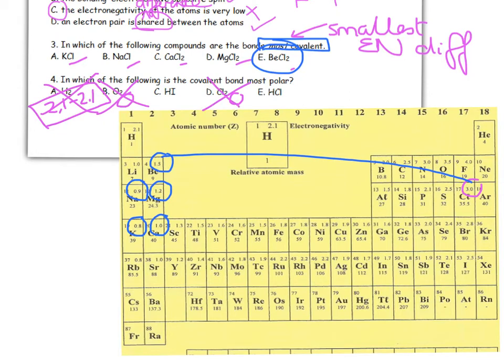So I'm only interested in 2,1 with iodine at 2,5. So that's almost non-polar. I mean, that's a 0,4 difference. And chlorine at 3,0, so that is a 0,9 difference. That is the most polar of all of those.